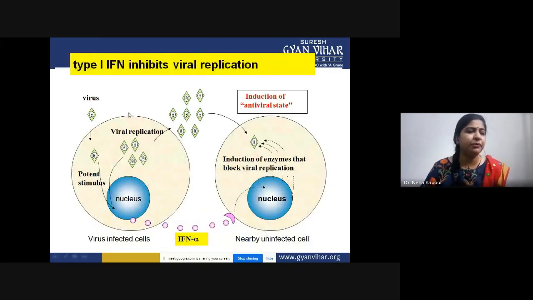This is how type 1 interferon basically acts. This is a virus infected cell. Whenever a cell is infected by a virus, after viral replication, this virus infected cell will produce interferon. The interferon molecule will be released and act on the nearby cell. This nearby uninfected cell will induce enzymes that can block viral replication, so that the virus cannot attack this neighboring cell.